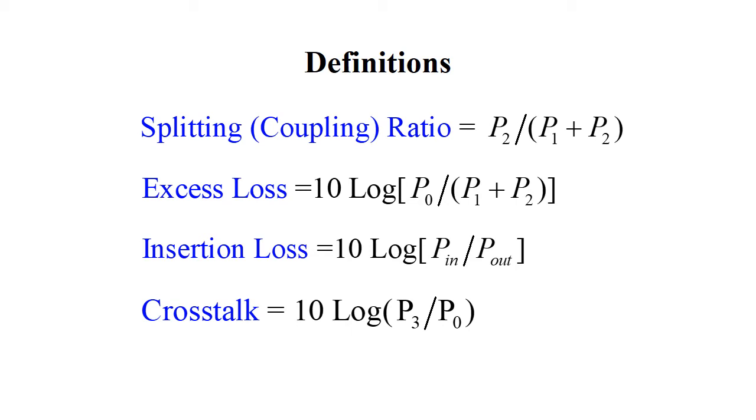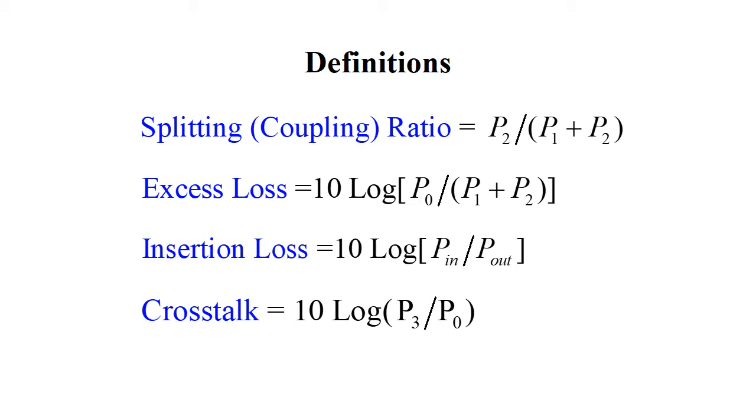Consider two fused fibers which are identical single mode fibers and are completely lossless. The power P2 is coupled from an input port of the first fiber to the output port 2 of the second fiber over the axial length. That can be expressed as P2 divided by P1 plus P2.